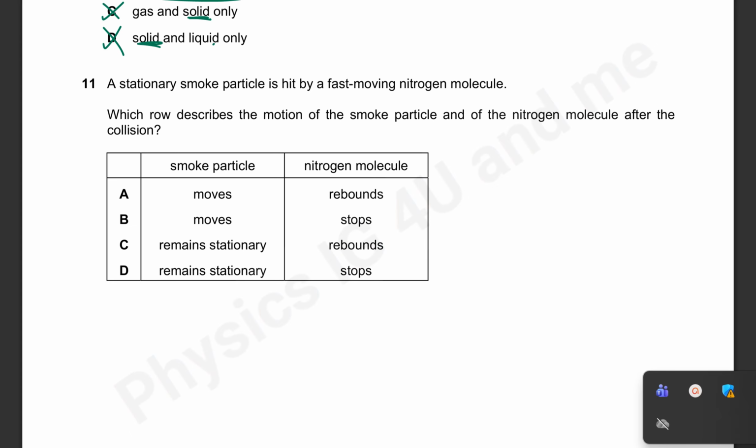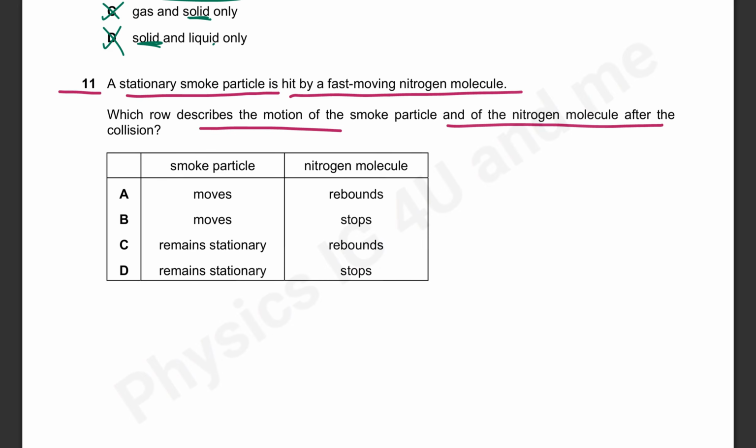So here we are starting with question 11. It says a stationary smoke particle is hit by a fast-moving nitrogen molecule. Which row describes the motion of the smoke particle and of the nitrogen molecule? Okay, I hope you remember this. It's called Brownian motion. Remember, Brownian motion is the random zigzag motion of fluid particles.